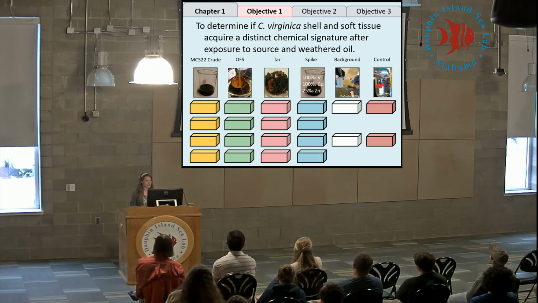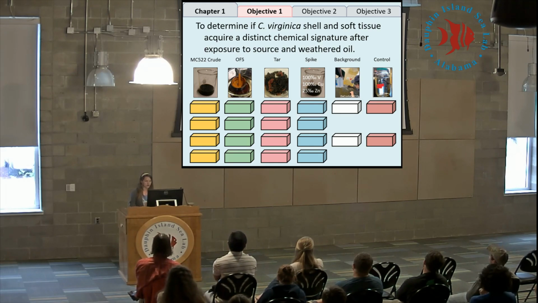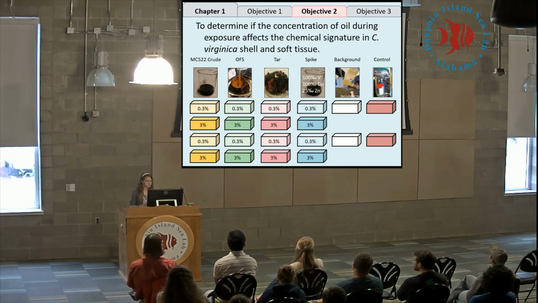I completed this with a controlled laboratory study where I had 20 tanks and 6 different treatment types. The first 3 are the Macondo crude oil, or the Macondo oil, which is the oil from the Deepwater Horizon oil spill. I have crude oil, weathered oil from the surface, and highly weathered tar from the local beaches. The Macondo oil is known to have less of a trace metal signature than most other oils, and for this reason, I have included an oil standard that was spiked with vanadium, copper, and zinc.